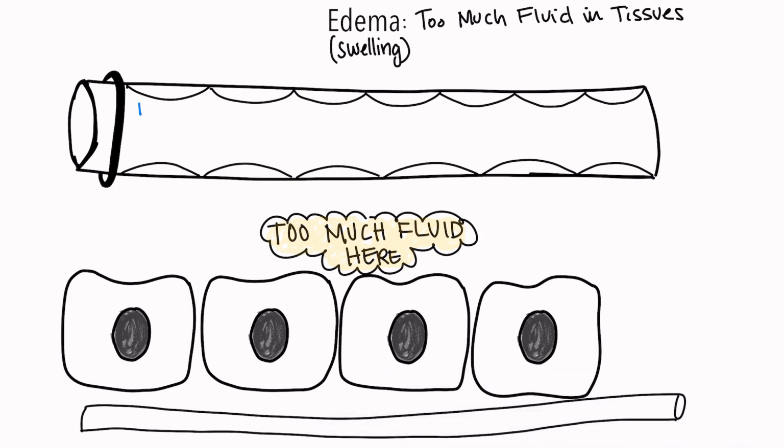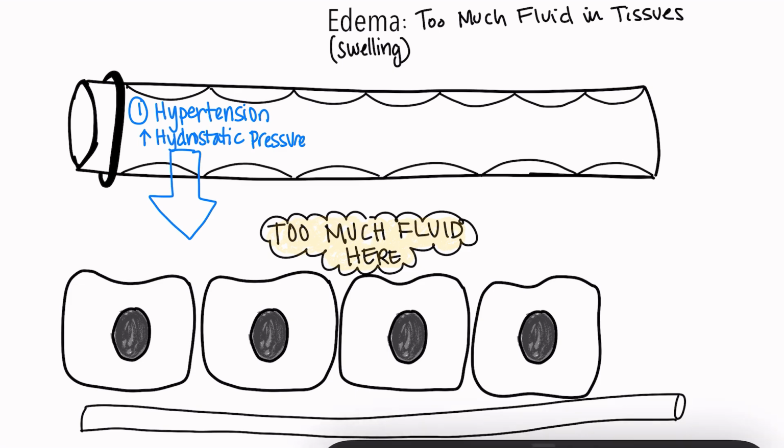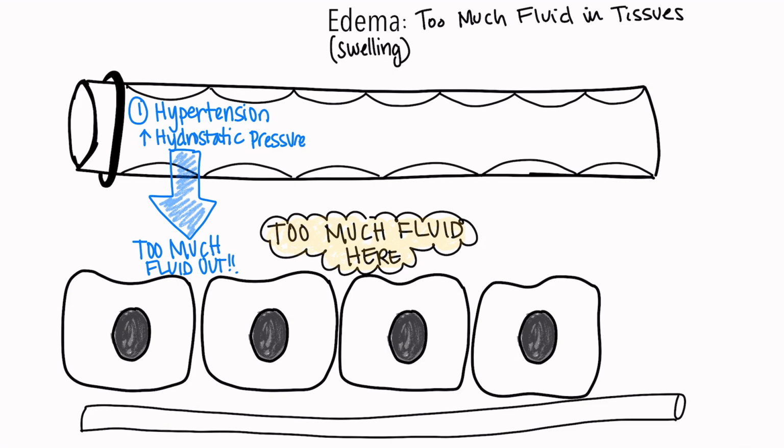First of all, what if you have hypertension? What if you have increased hydrostatic pressure due to hypertension and it causes too much fluid to leave? Too much fluid out. So that's obvious. That's reason number 1.